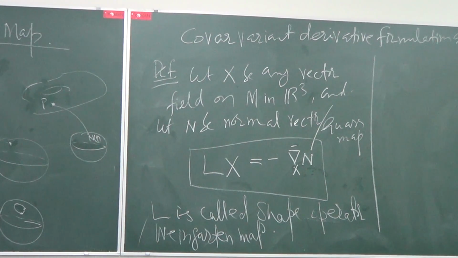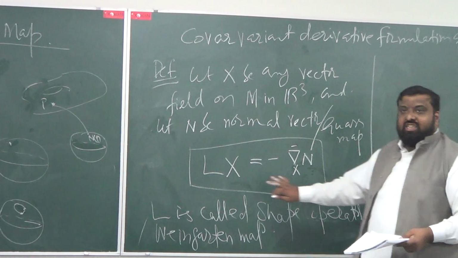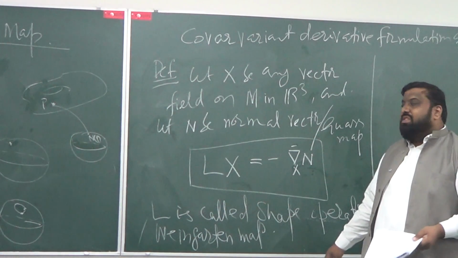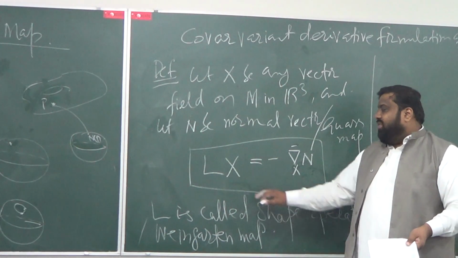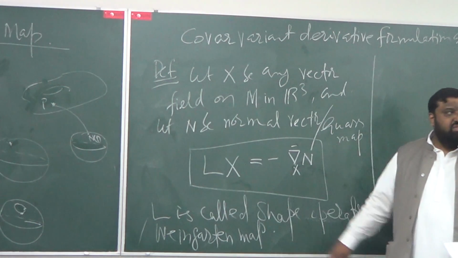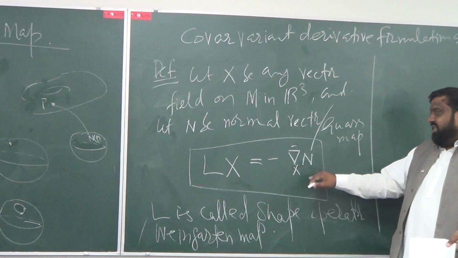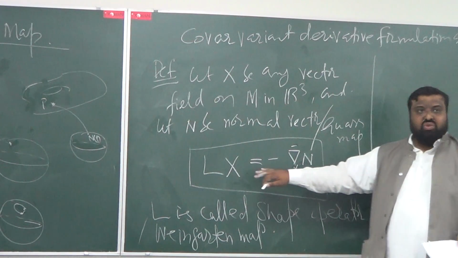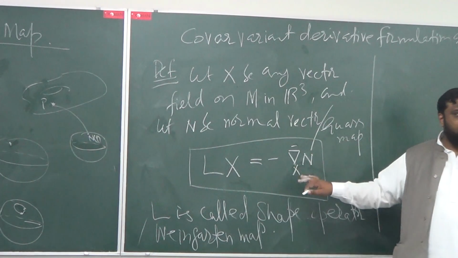And before starting investigations about this operator, obviously we're going to see that L is linear. Why is it linear? Because the covariant derivative is linear. So obviously L is also linear. So it's a linear map.